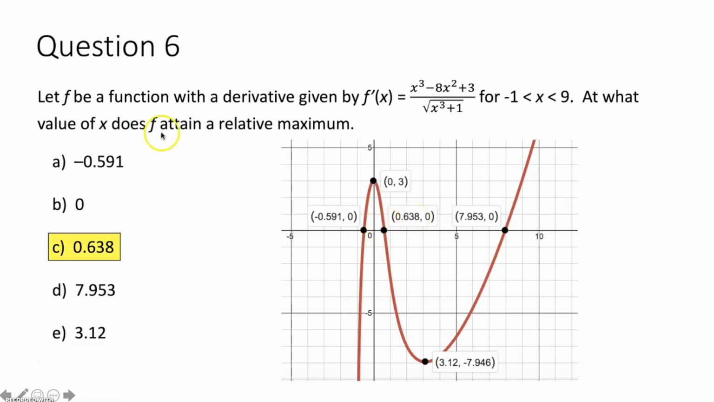That's why our original function f will have a relative maximum at this value, because the slopes of the lines tangent to your original function go from positive to negative. The y values here go from positive to negative, meaning your function goes from increasing to decreasing at that given x value.